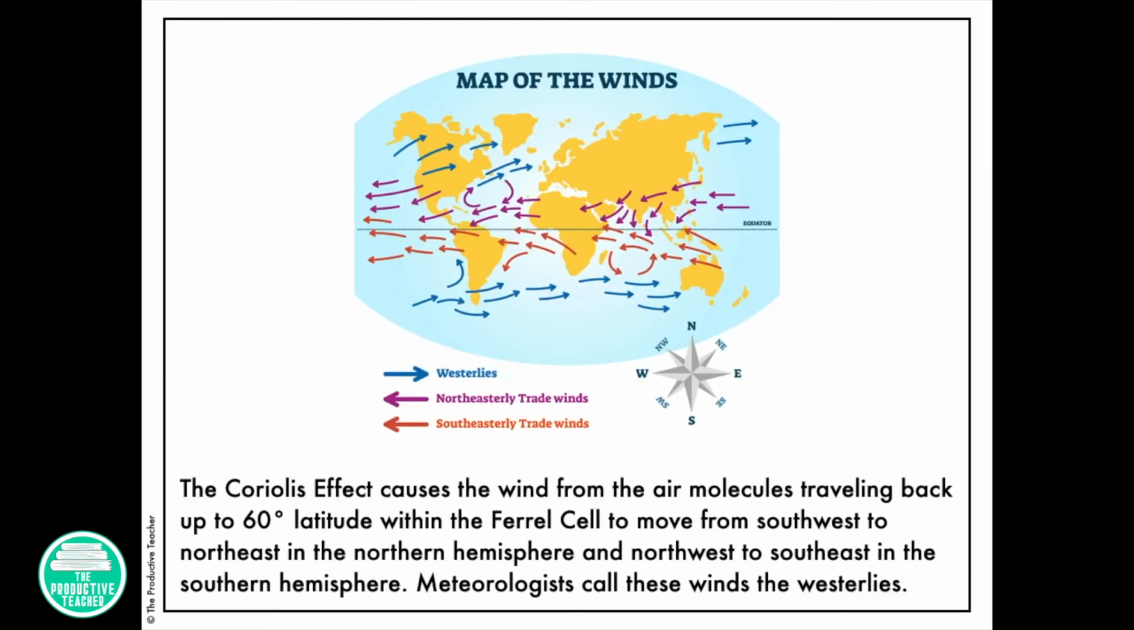The Coriolis effect causes the wind from the air molecules traveling back up to 60 degrees latitude within the Ferrel cell to move from southwest to northeast in the northern hemisphere and northwest to southeast in the southern hemisphere. Meteorologists call these winds the westerlies.